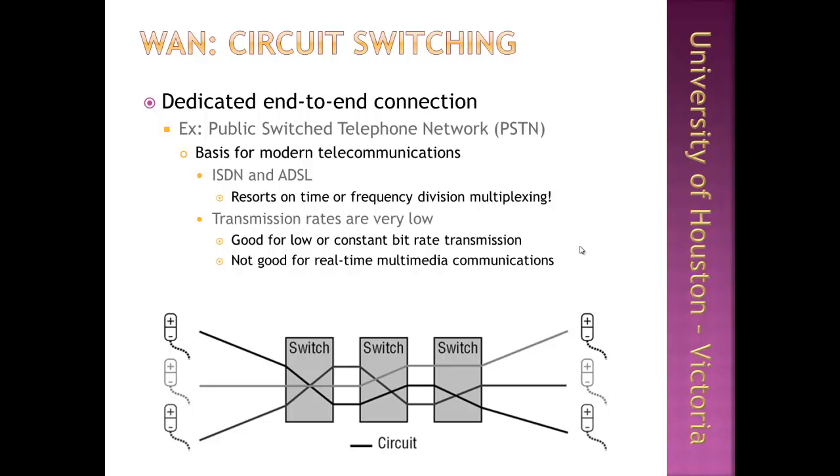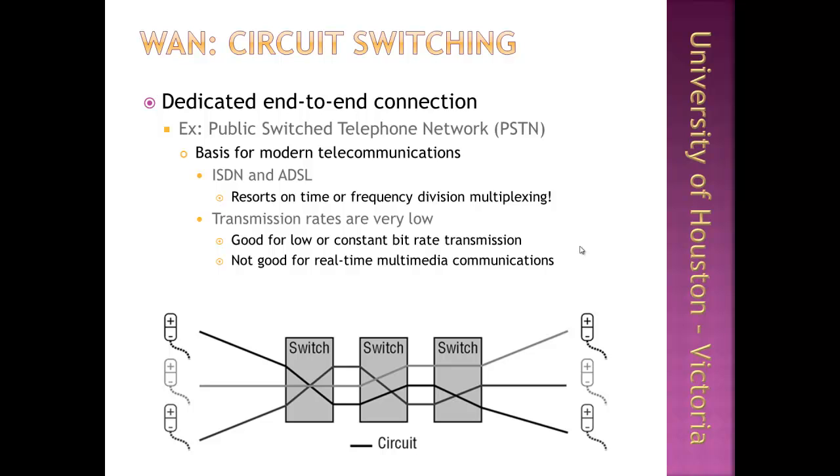So let's talk about what circuit switching is. In circuit switching, an end-to-end circuit is established in a dedicated manner between the sender and the receiver nodes of your network for the duration of the connection, and also for a specific amount of bandwidth. The public switched telephone network, or PSTN, is an example of a wide area network operating by circuit switching technology.